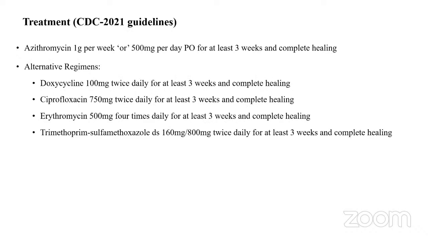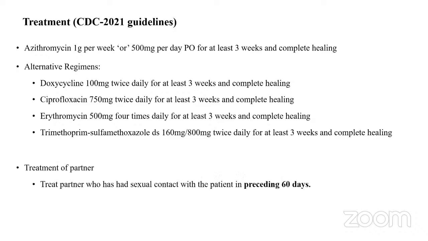Regarding treatment of donovanosis, if the patient is diagnosed with donovanosis, then they should be treated with azithromycin 1 gram weekly for 3 weeks, or they can take 500 milligram daily for 3 weeks or until the complete healing of the lesions. Alternatively, the patient can be treated with doxycycline 100 milligram twice daily, or ciprofloxacin 750 milligram twice daily, or erythromycin 500 milligram 4 times daily, or trimethoprim-sulfamethoxazole twice daily, and they should be continued for 3 weeks or till the complete healing of the lesions.